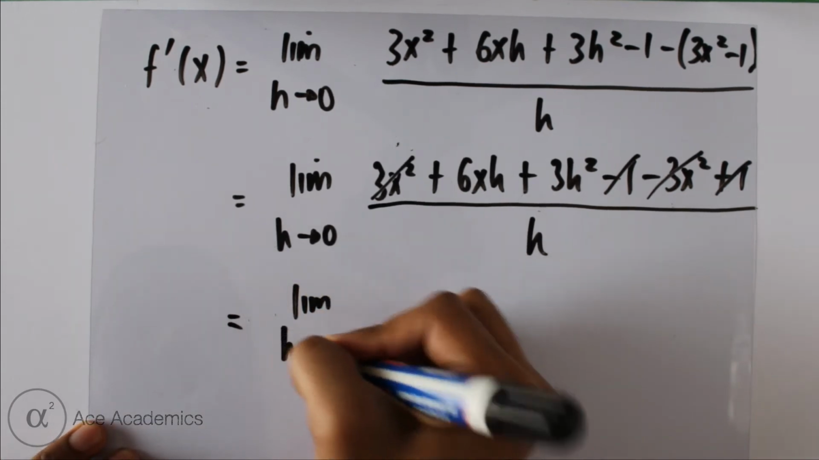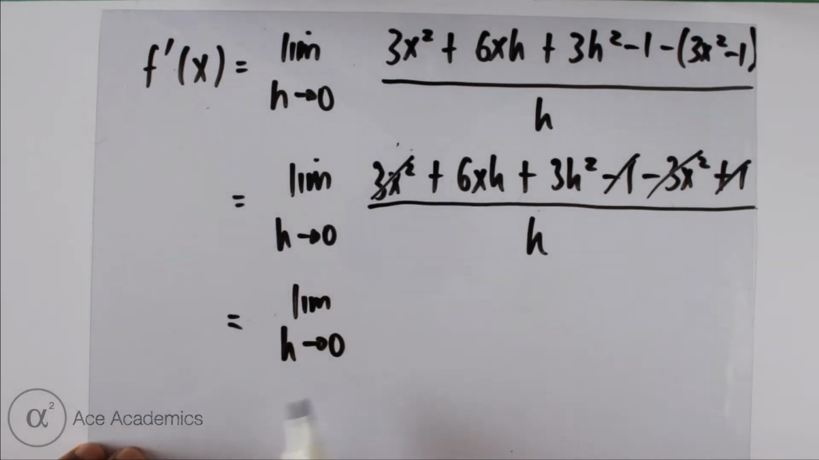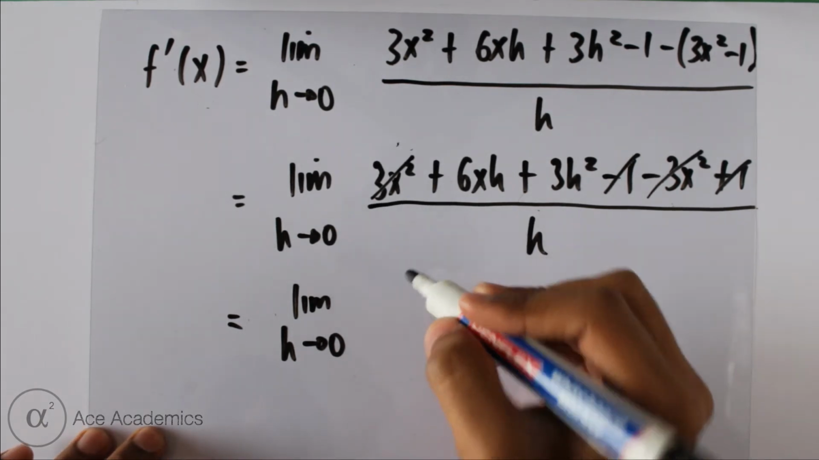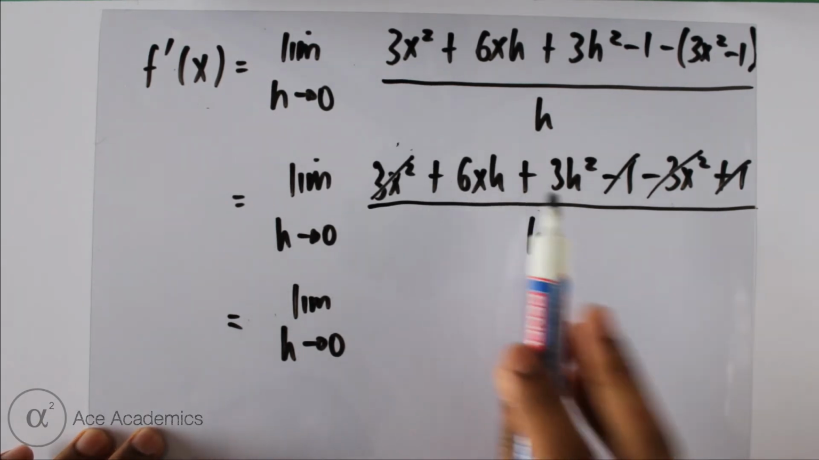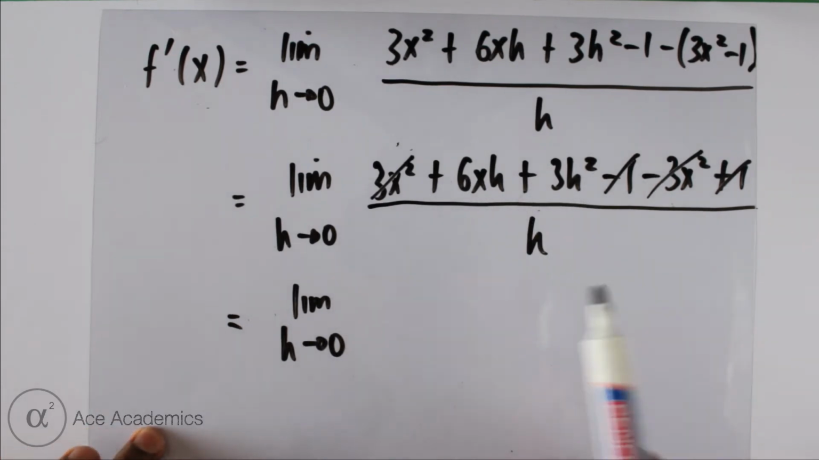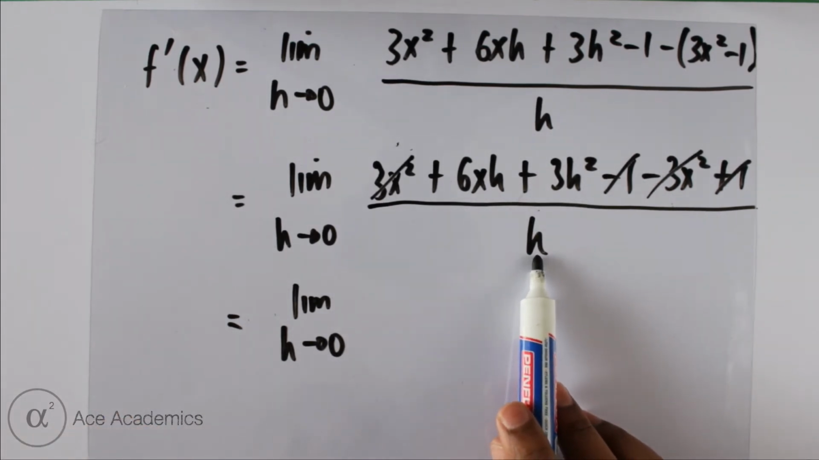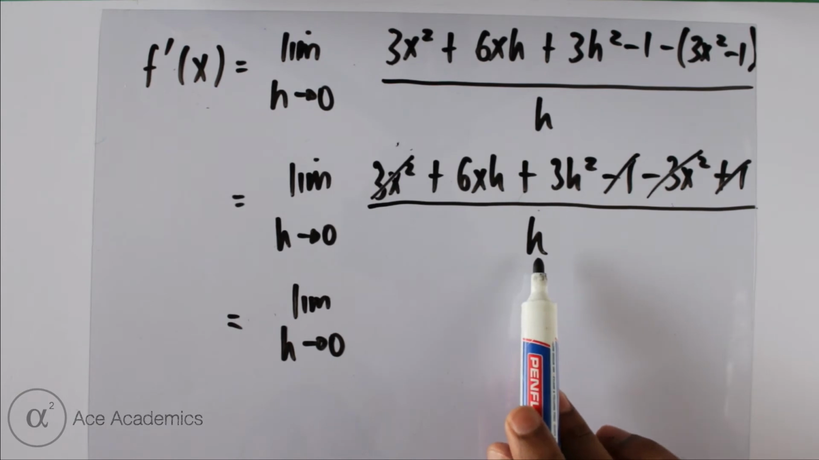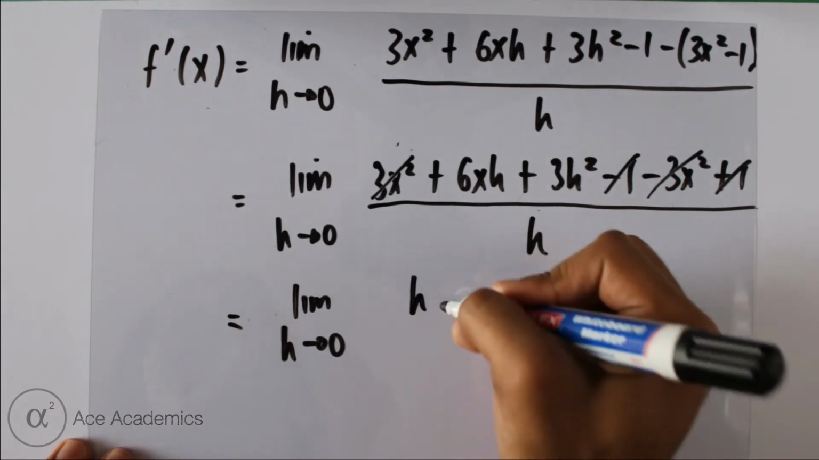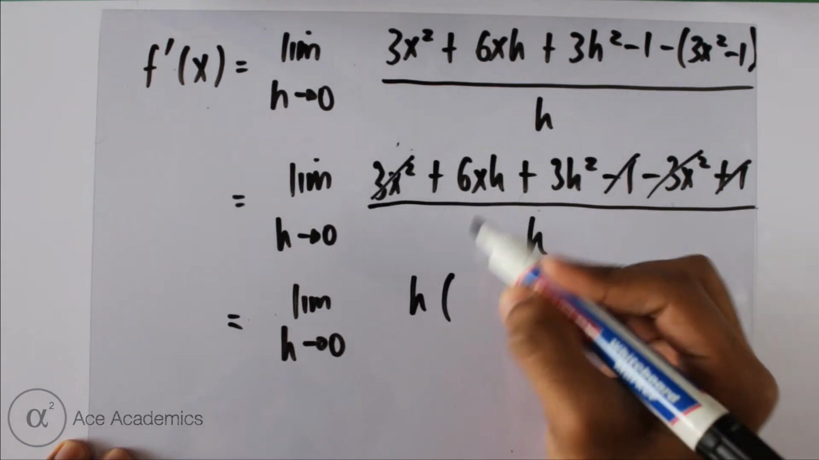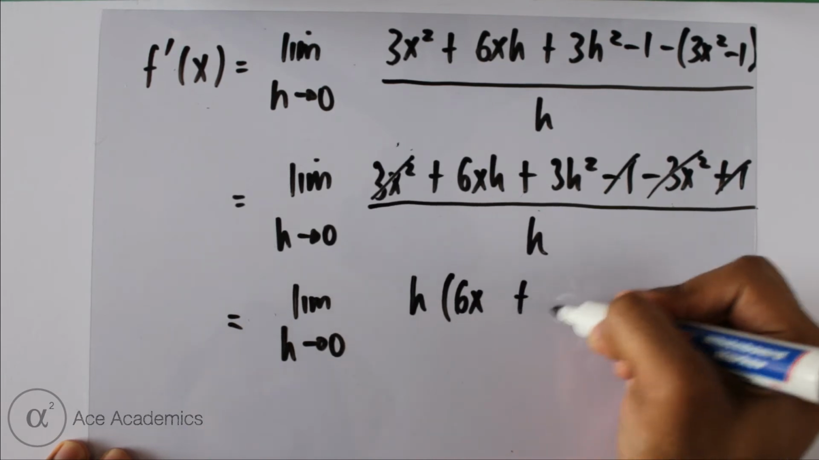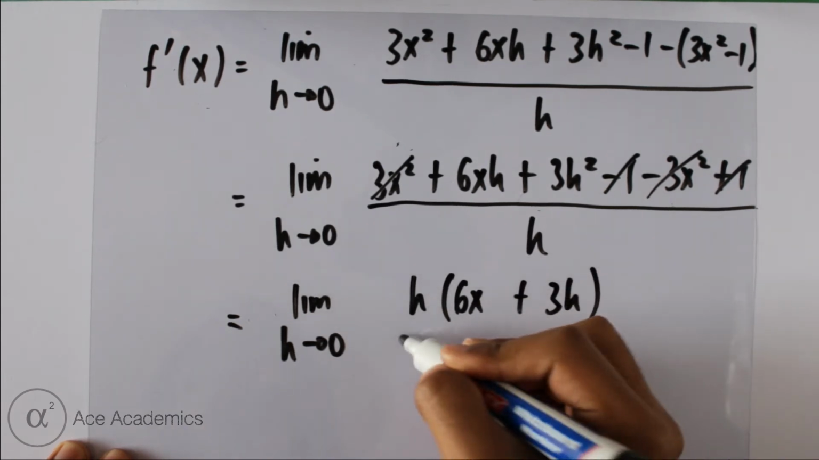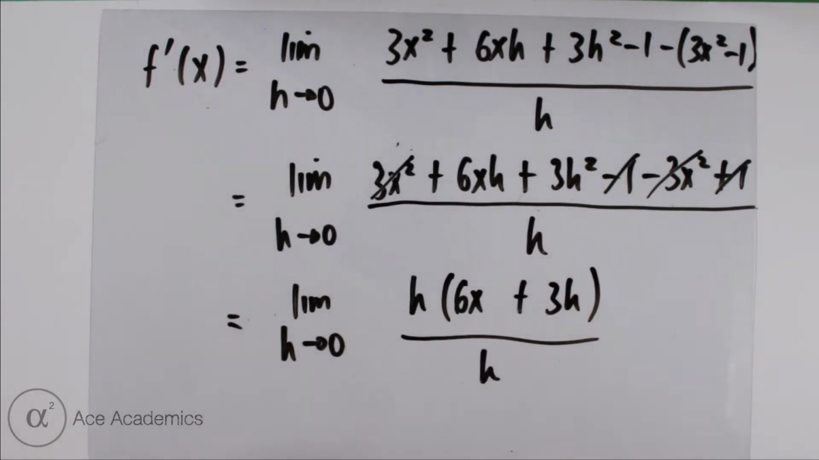So we still write the limit as h tends to 0, as we didn't substitute h in as yet. And what's left is 6xh plus 3h squared. Now remember, we want to get rid of this h as a denominator so that we can substitute 0 in. So we're going to have to take out h as a common factor, and we're left with 6x plus 3h. This is all divided by h.